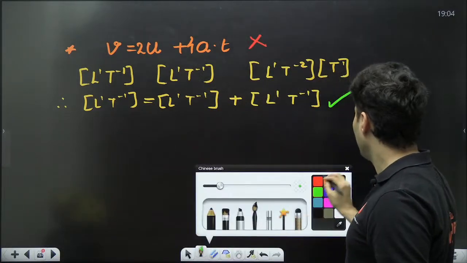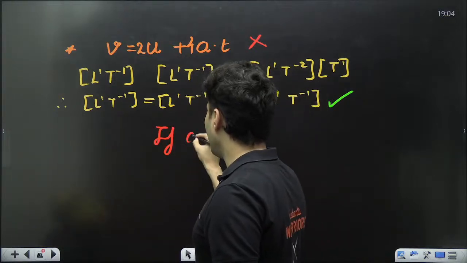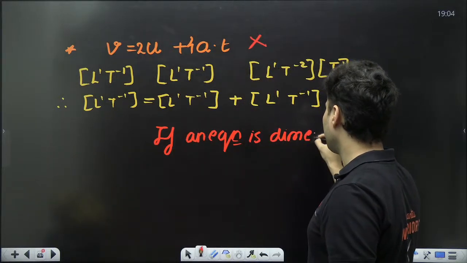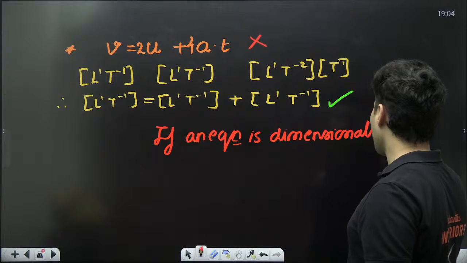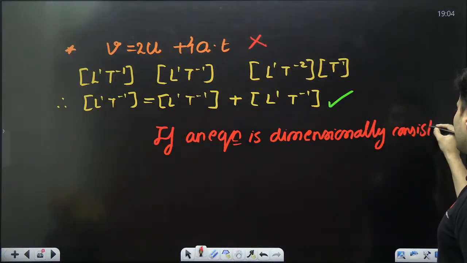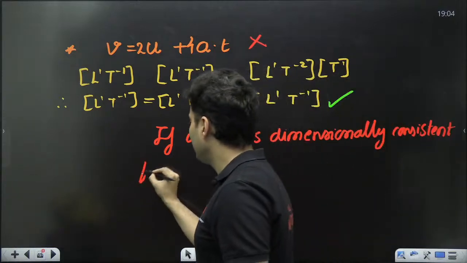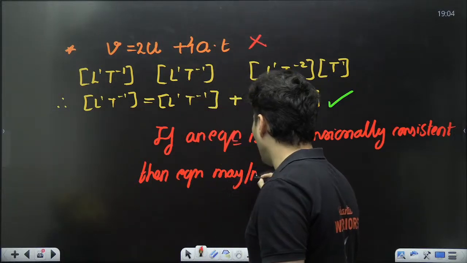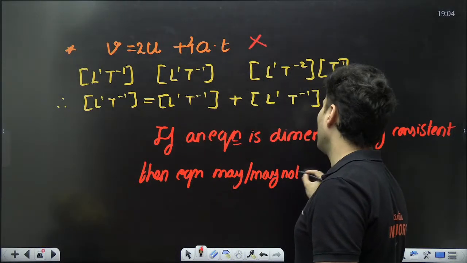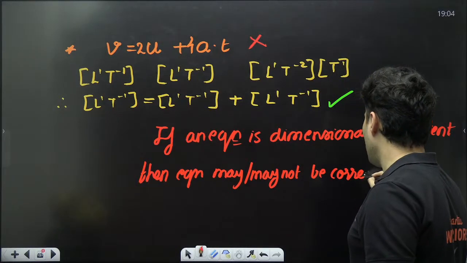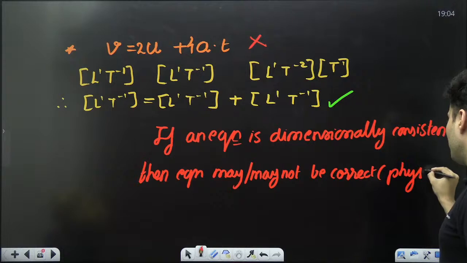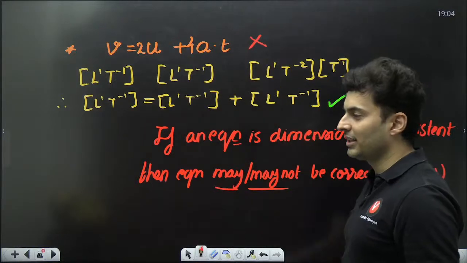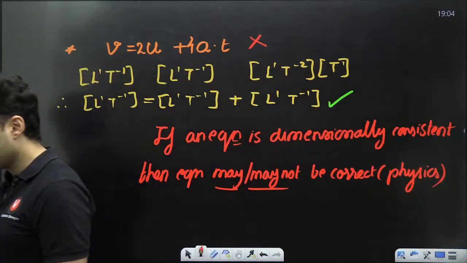But if an equation is dimensionally consistent, then the equation may or may not be correct in physics. Like this one is not correct. Is that understood, my dear warriors? The difference between the two?